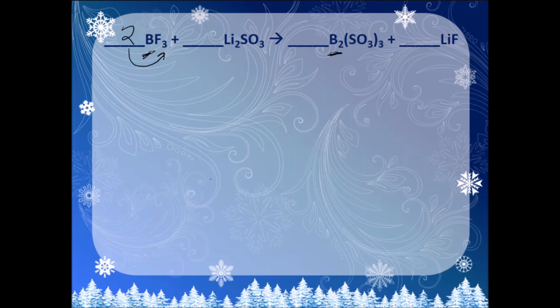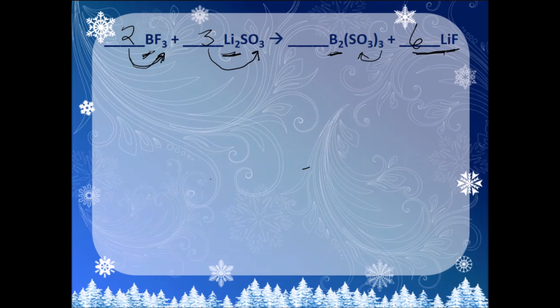How many F's? We have 3 F's, but there's 2 of those 3 F's. There's 2 BF3s. 6. How many F's? What times 1 is 6? How many Li's? Yes, but you have 6 of them. So what times 2 is 6? How many SO3s?